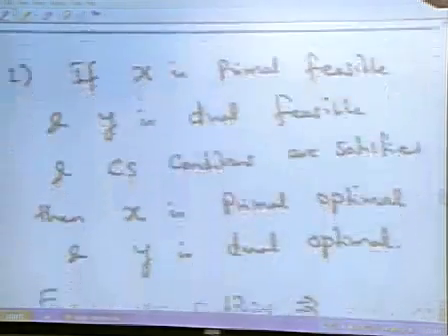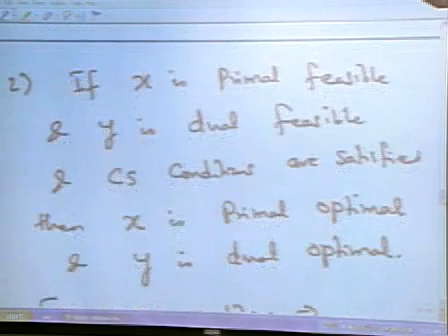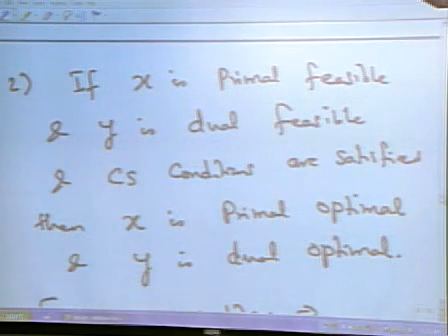Now, the second implication is the following. If you have a primal feasible x and a dual feasible y, and if the xy pair satisfies the complementary slackness condition, then x and y are optimal for the respective problems. So why is this true?